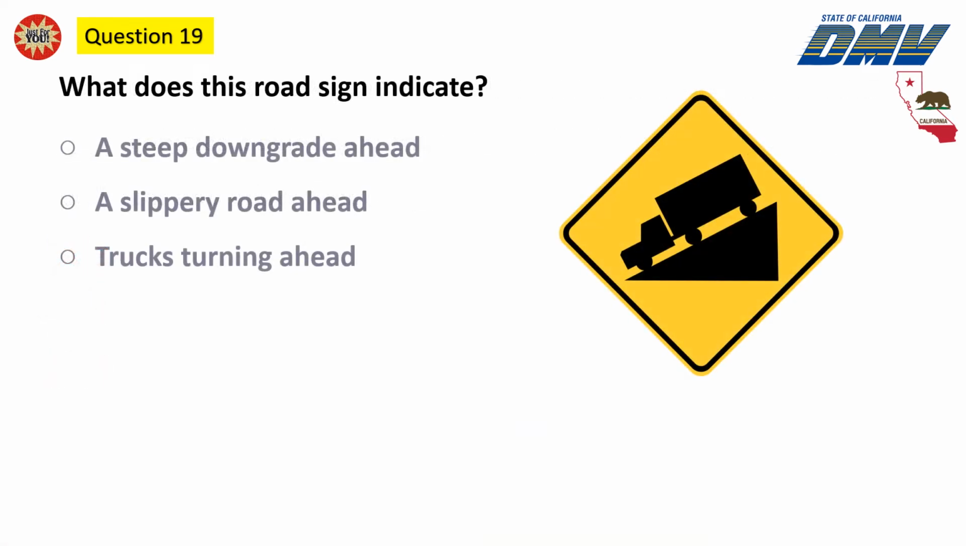Question 19. What does this road sign indicate? A steep downgrade ahead. A slippery road ahead. Trucks turning ahead.